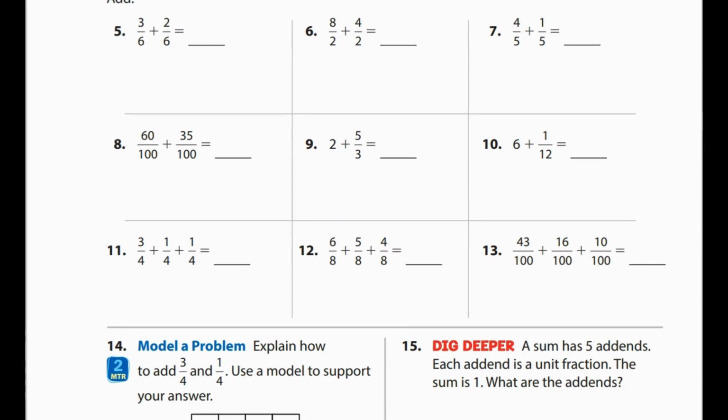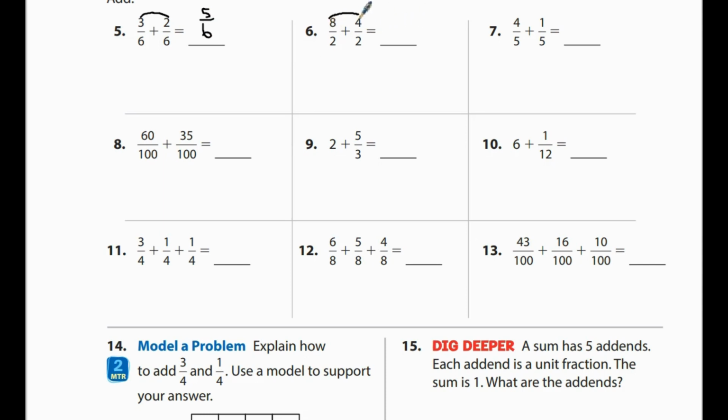So for the in-class practice, we're going to be doing the same thing. We're going to be adding the numerators together. So I'm going to add 3 plus 2, 5, and I keep my 6, 5/6. Let's move on to number 6.